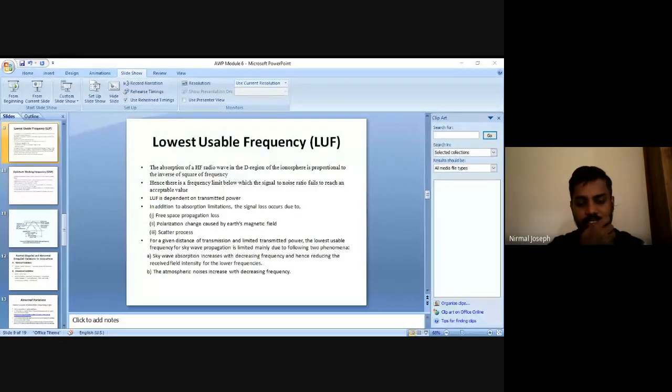So what will happen to the lowest usable frequency? The lowest usable frequency mainly depends on two things. First one is absorption in the D layer, and second one is increased signal to noise ratio, or increased noise level in the low frequencies. So during night, the D layer is disappearing. There is no D layer at all. So the only thing which limits the lowest usable frequency is the noise.